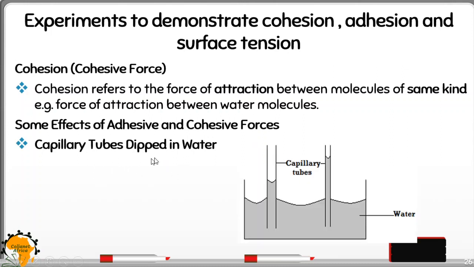We consider a capillary tube dipped in water. We have two capillary tubes. The first one is wider and the second one is narrow. As you can see, when you dip them, the water level in the capillary tubes is above the water level in our basin. Why? Because in here, as we can see, the force of attraction between water molecule and the glass molecule is high, and that is why the water molecules are just rising to ensure that there is more contact with the glass.